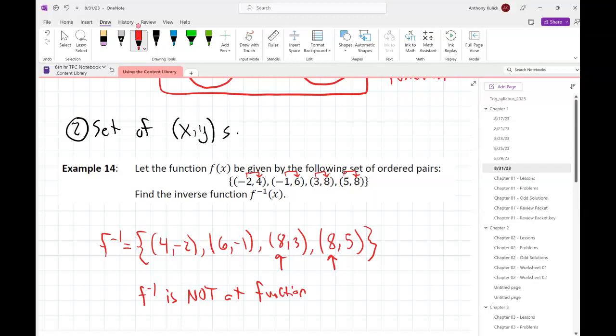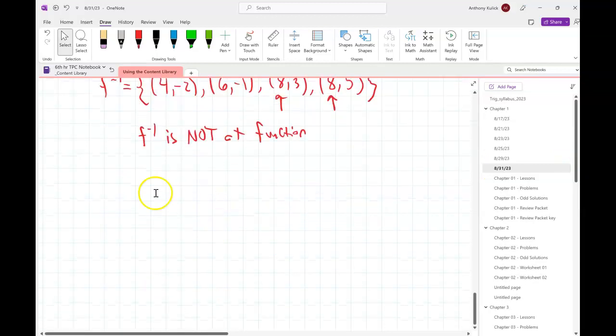So we've seen now sometimes our inverse will be a function, and sometimes it's not going to be a function, right? Everybody's okay with that? What we'd want to do is be able to make a prediction just by looking at f. Can we tell whether f inverse would be a function or not? That's what we'd like to do. To do that, I'm going to introduce some new vocabulary.